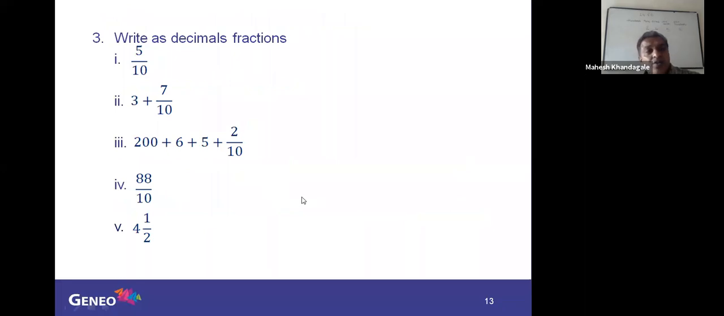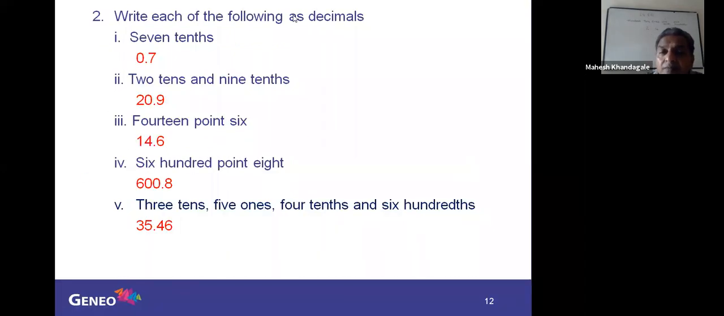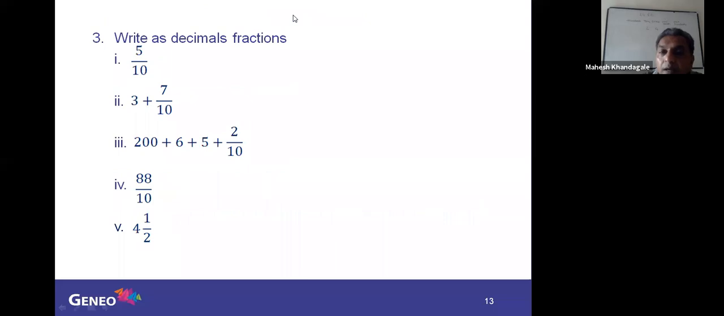Now, in the next question, write the given fractions as decimals. So 5 upon 10. Come on, post your answers. Please try it. Okay. Please try. So this is 5 upon 10. So it is 5 tenths, so 0.5.